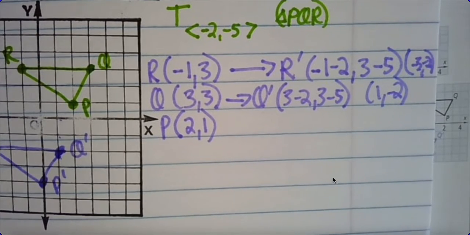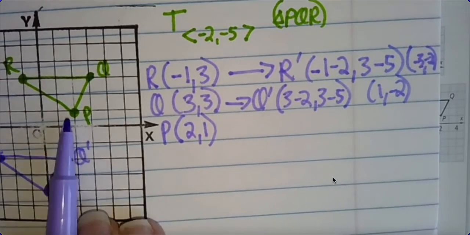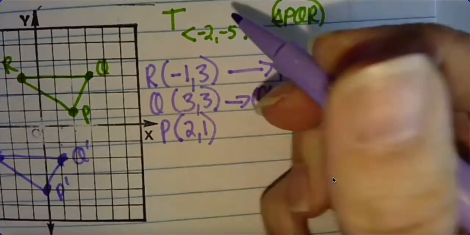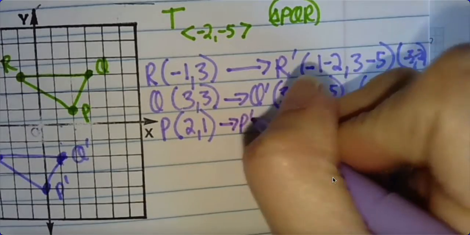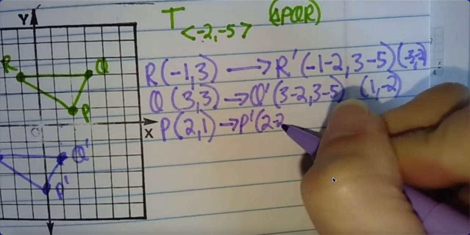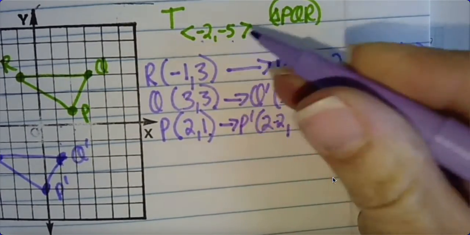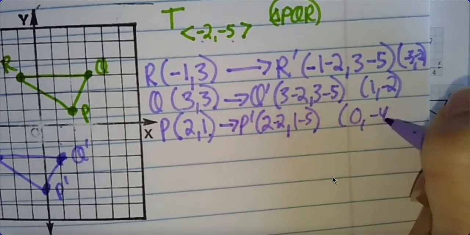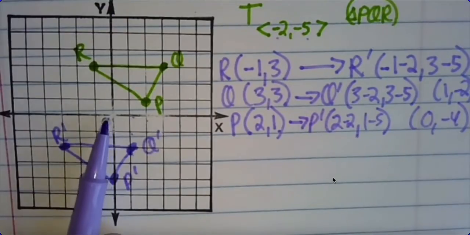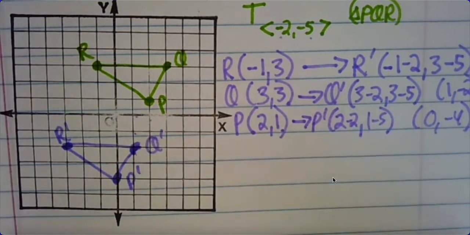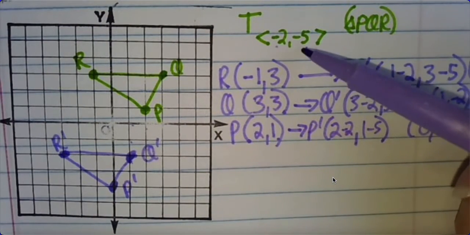Okay. P, I wrote my ordered pair for their P. It was over 2 and up 1. And I'm just showing you that to find my new point, I'll take 2 minus 2, and then 1 minus 5, and it would give me 0, -4, which you'll notice is my new point. So you can do the math and subtract or add like it tells you for each point.